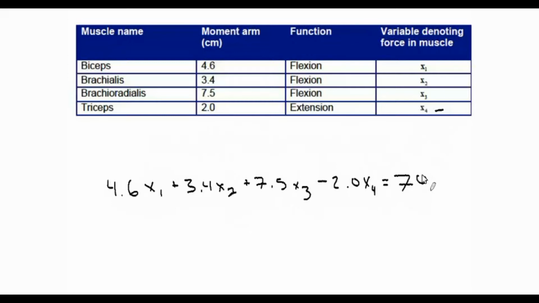So all we've done is taken the model that we had with 3 muscles and add one more, but the key thing here is the one that we added, x sub 4, has a negative moment arm, a negative coefficient in the constraint, because it has the function of extending the elbow as opposed to flexing the elbow.